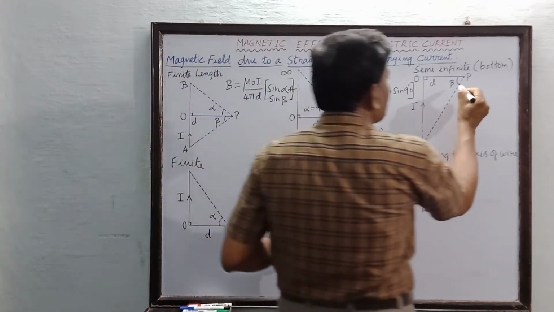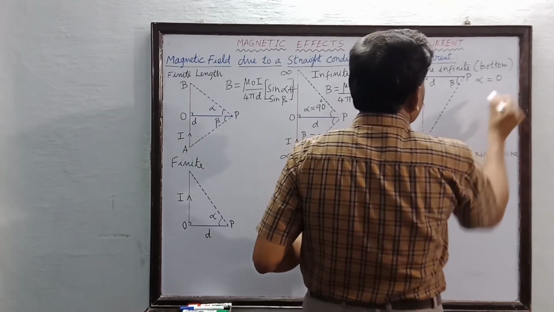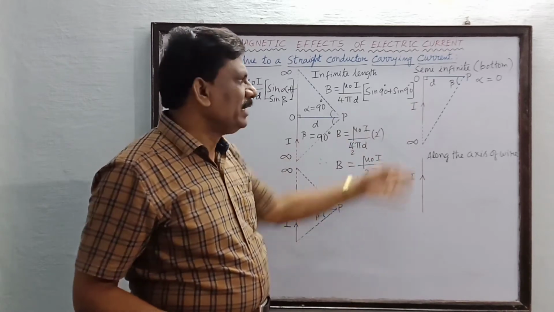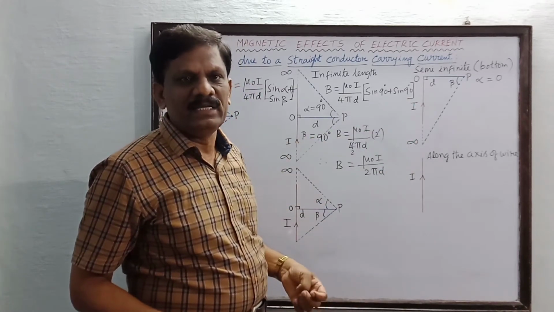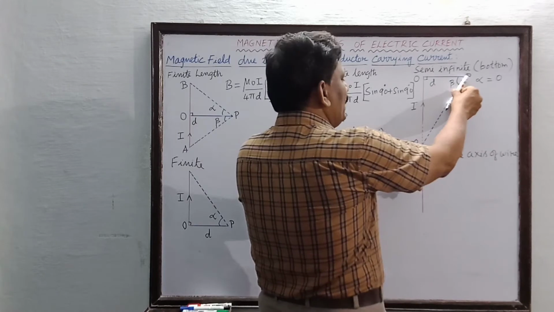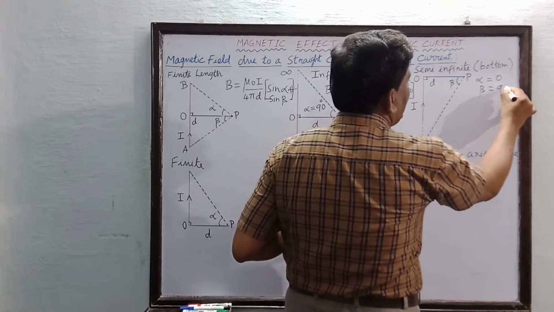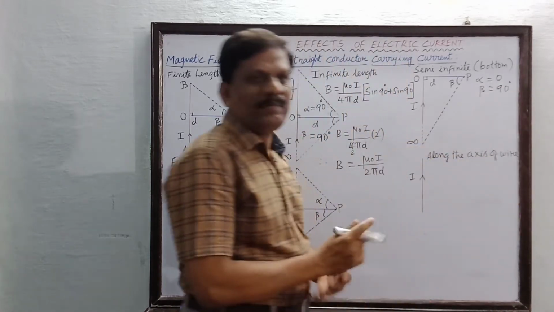So in this case, alpha is equal to 0. And since it is extending up to infinity in the bottom, beta must be equal to pi by 2, 90 degree. Is it not? Suppose it is extending up to infinity, then beta will be equal to 90 degree. That is pi by 2.